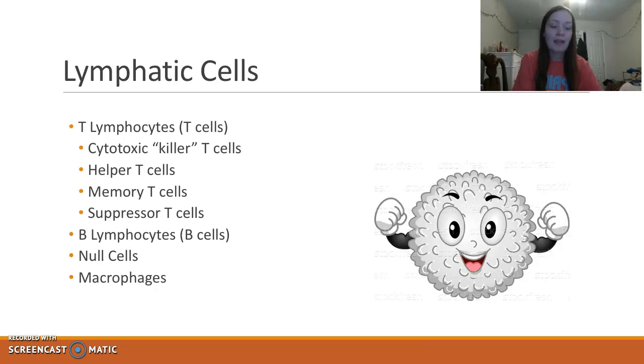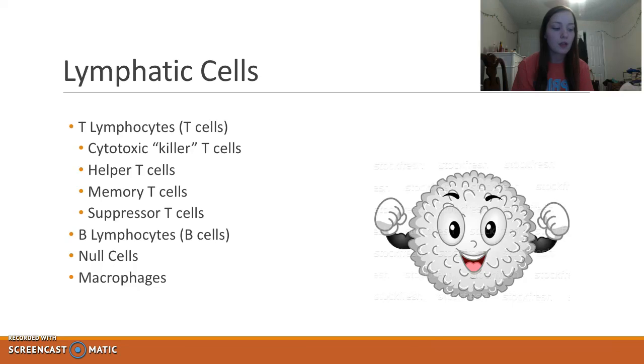Then you have your lymphatic cells. There are many lymphatic cells. One of them being your T lymphocytes or T cells, which make up about 75 to 85% of the body's lymphocytes. There are several types of T cells. First being your cytotoxic or killer T cells, which destroy target cells. Then you have your helper T cells that begin the defensive response against a specific antigen.